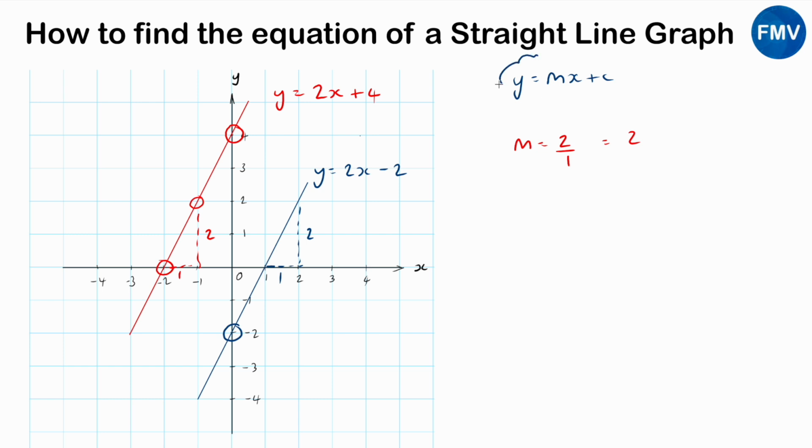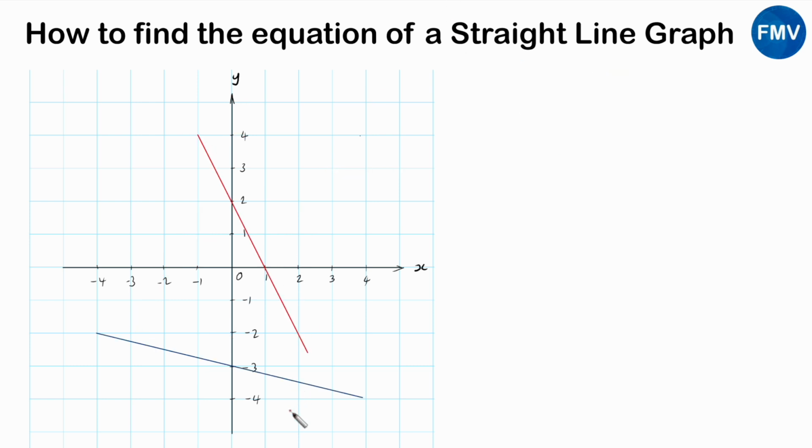Again, the key thing is to remember that formula, to remember that m is the gradient, and the gradient is the change in y divided by the change in x, and that c is the y-intercept. That's the position where the line crosses the y-axis. Okay, another step forward.